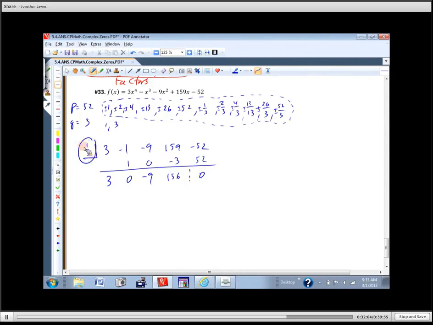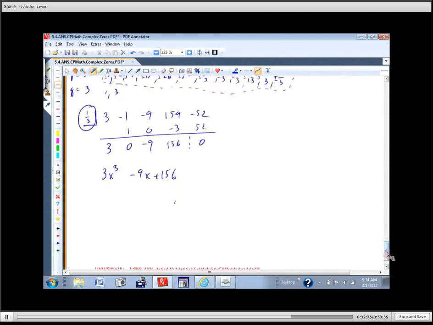So what happens here? That's our 0. Okay? So what is this that's left? This is our depressed polynomial. Okay? So this is going to be x to the 3rd. Okay? No x squared, so I'll just write minus 9x plus 156. Good? Okay. How many more do we need to find? 3 of them. It would be really nice if this factors. Does it factor? It doesn't factor. Okay?